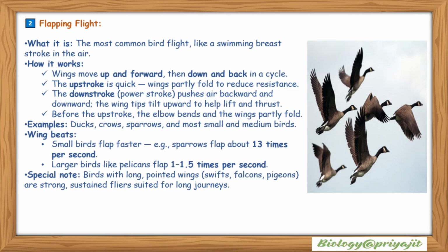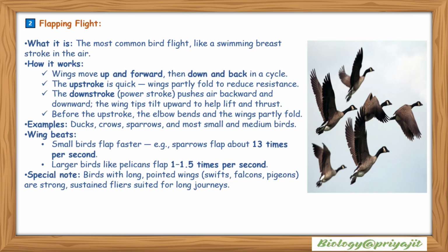Now we study flapping flight. What is it? The most common bird flight, like a swimming breaststroke in the air. How does it work? Wings move up and forward, then down and back in a cycle. The upstroke is quick. Wings partly fold to reduce resistance. The downstroke, or power stroke, pushes air backward and downward. The wing tips tilt upward to help lift and thrust. Before the upstroke, the elbow bends and the wings partly fold. Examples: ducks, crows, sparrows, and most small and medium birds.